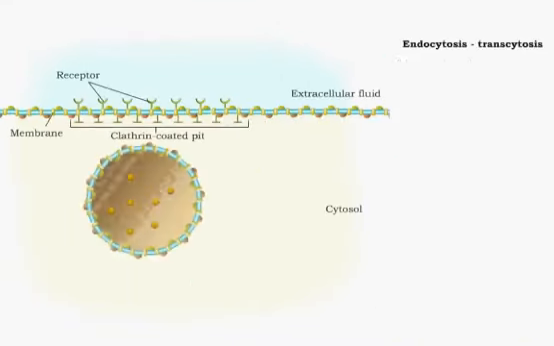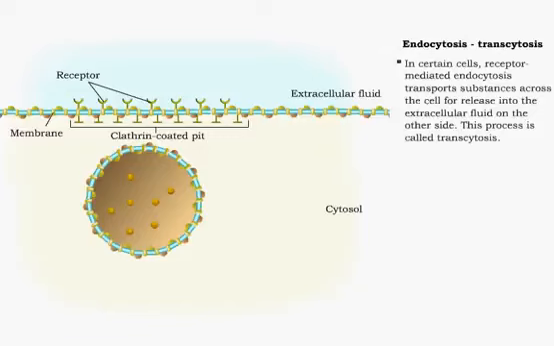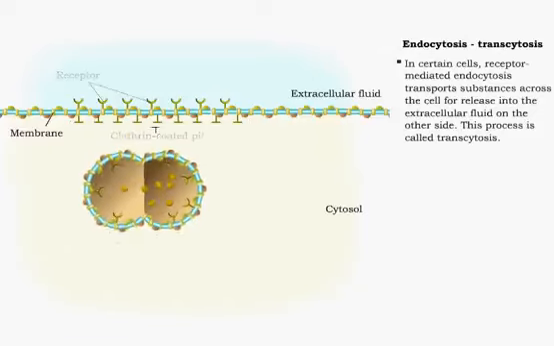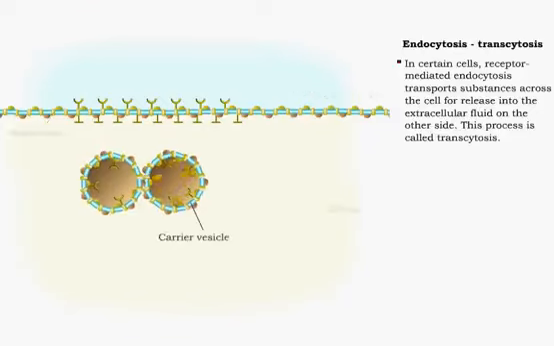Transcytosis is a process common in endothelial cells of blood vessels. In this process, the carrier vesicle transports substances from the blood across the cell, where it releases into the extracellular fluid of the interstitial fluid.